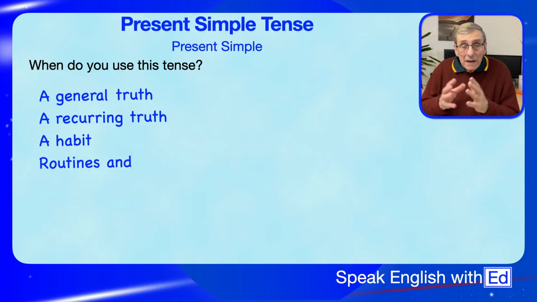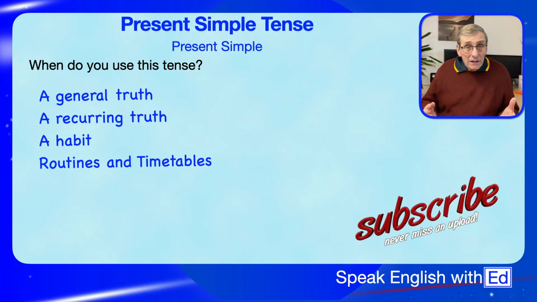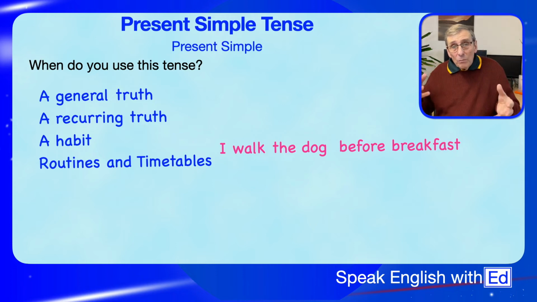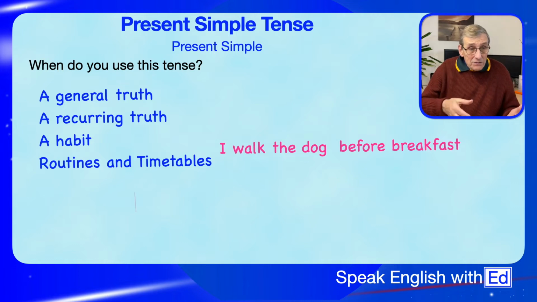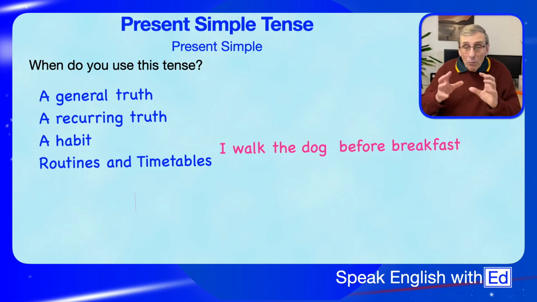So, routines and timetables. Well, a routine is similar to a habit, but it's not a habit. A routine is something that you do regularly, consciously, right? A habit is when you do something without thinking, but a routine is when you do something consciously. So you could say, I walk the dog before breakfast. It's a routine I have. I get up in the morning, I probably have a shower, go downstairs, take the dog for a walk, come back, have breakfast before going to work and picking up the newspaper on the way to work. This could be all part of a routine.